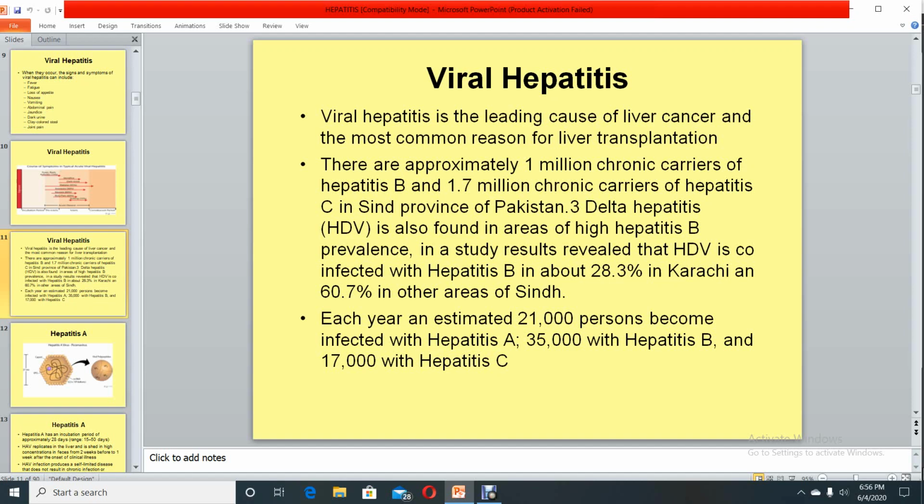And delta hepatitis, that is hepatitis D virus, is also found in areas with high hepatitis B prevalence. A study revealed that hepatitis D virus co-infection with hepatitis B is about 28.3% in Karachi and overall 62.7% in other areas of Sindh. If hepatitis D occurs with B, then the treatment is difficult. Each year an estimated 21,000 persons become infected with hepatitis A, 35,000 with B, and 17,000 with hepatitis C.